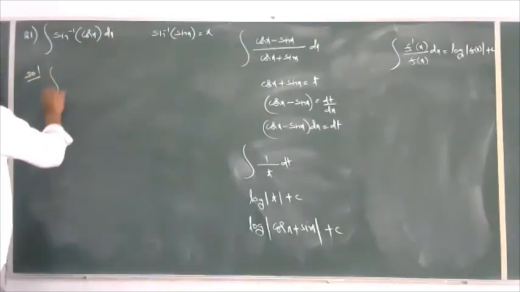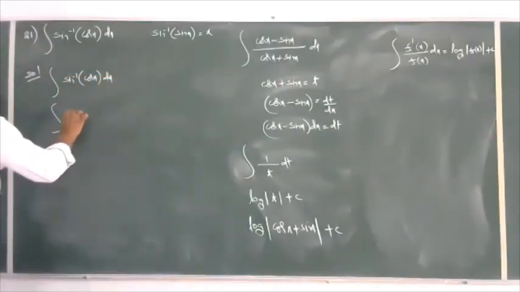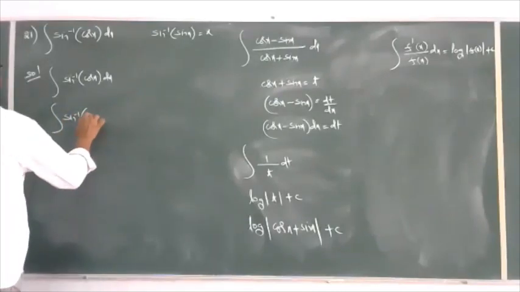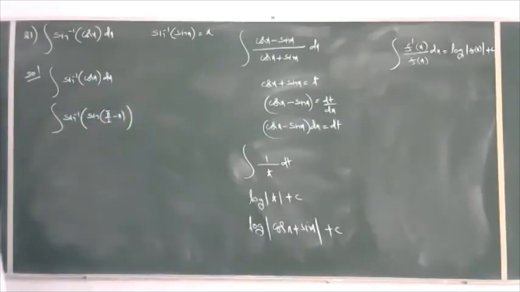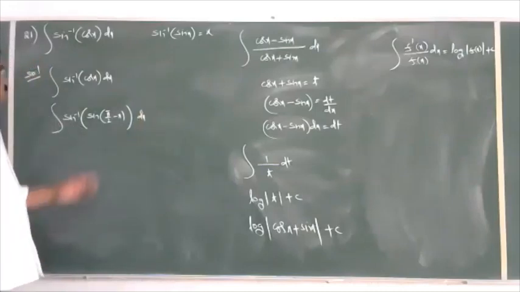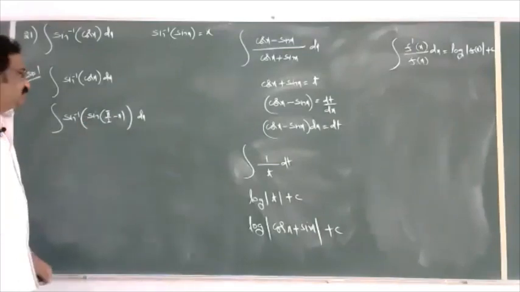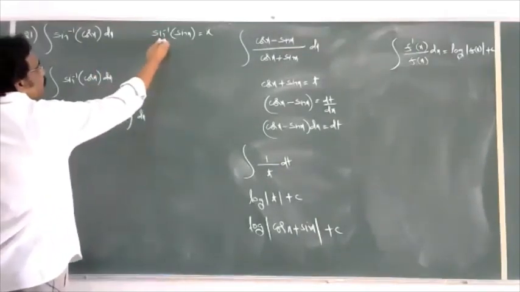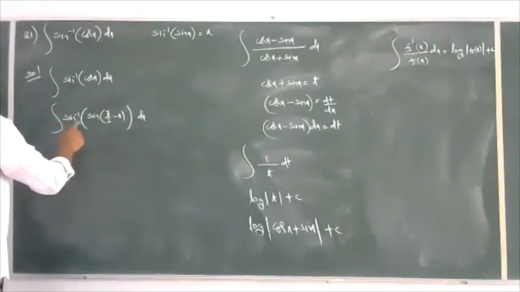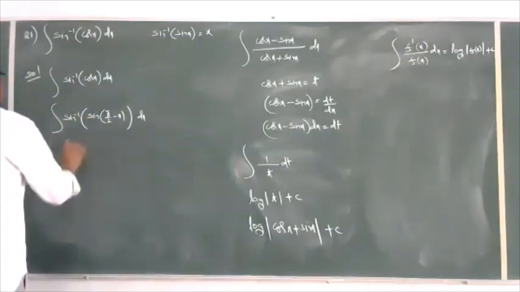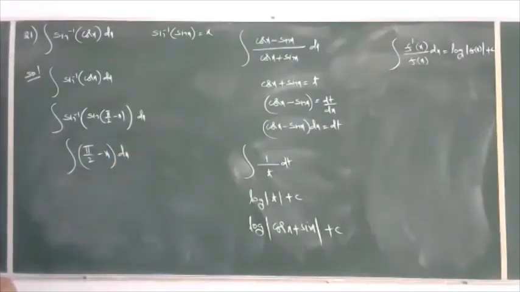Solution: integral sin inverse of cos x dx. Cos x is equal to sin of pi by 2 minus x. So by using the inverse trigonometric functions formula, sin inverse of sin x is equal to x, sin inverse of sin of pi by 2 minus x gives you pi by 2 minus x, integral of pi by 2 minus x dx.